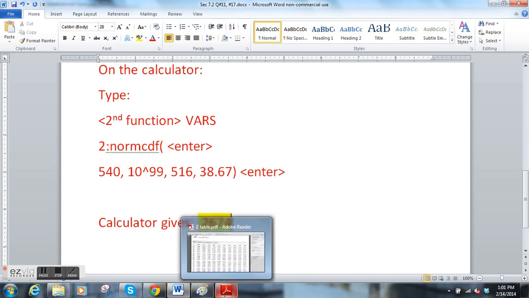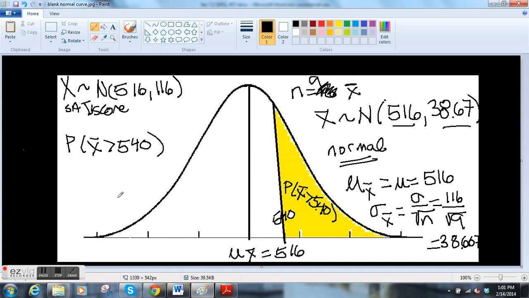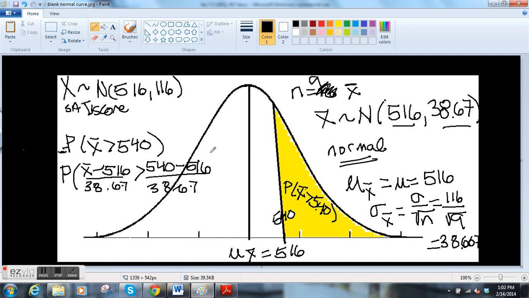But if you didn't stop the video and you want to see how to do it on the z-table, I will also do it that way. So if you want to find this probability using the z-table, you first have to translate this probability into a z probability. You have to scale it. So what you do is you subtract the mean, which is 516. This is what we did in Chapter 6. Divide by the standard deviation, 38.67. What you do to one side, you do to the other: 540 minus the mean, which is 516, divided by the standard deviation, which is 38.67. So again, since we know that x bar is normal, all of this turns into the probability that z is greater than 540 minus 516 over 38.67.